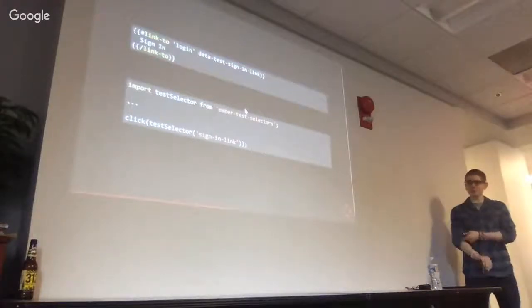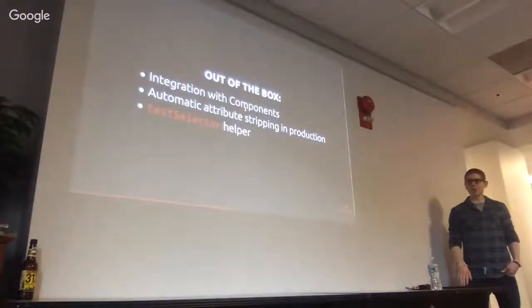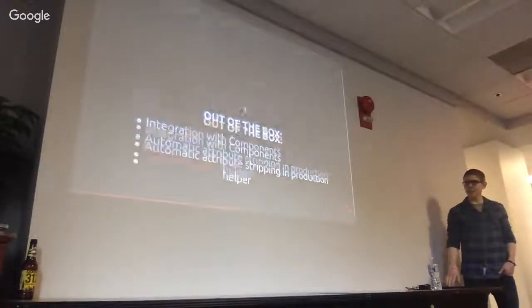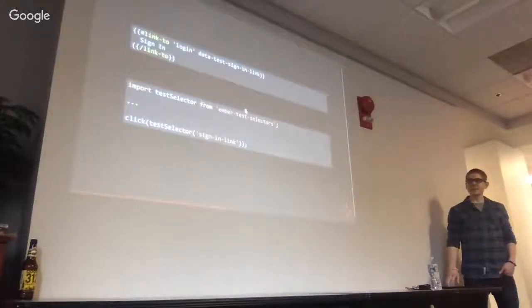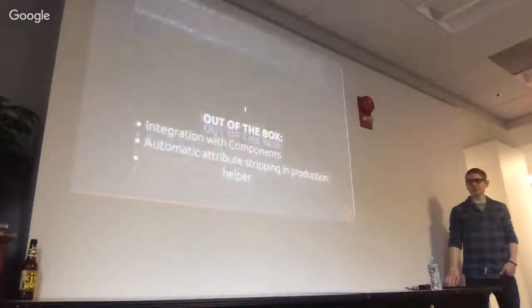You could do this without using Ember test selectors, but I find that using Ember test selectors gives you a lot more out of the box. It gives you integration with components right away. So if you notice, this data test attribute is not on an actual HTML element, it's on the link to helper that Ember provides. And you would have to do some manual wiring to sort of bind that attribute with whatever component you were using if you wanted to come back and use that in your tests. Ember test selectors gives us that out of the box.